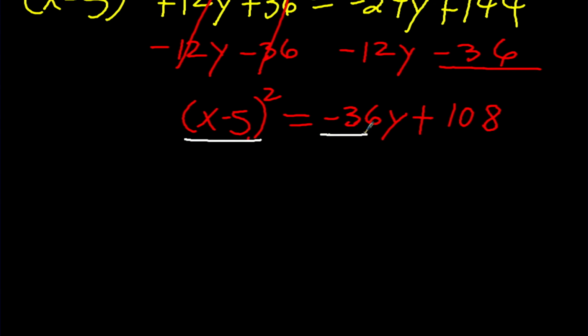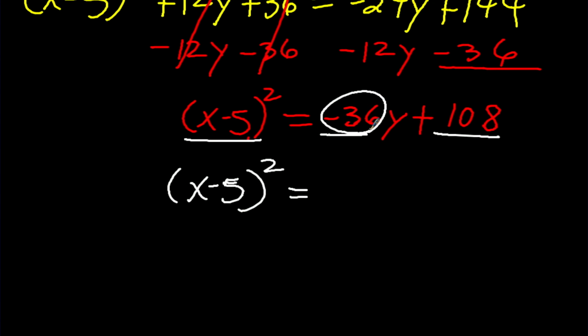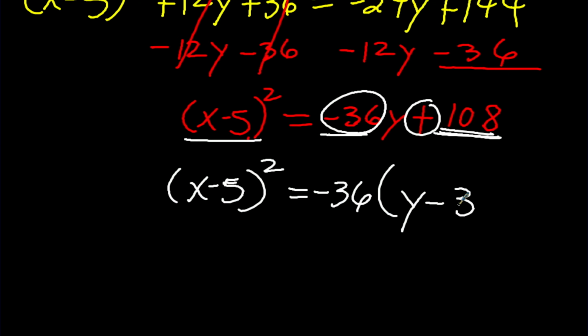And negative 36 and 108 have a common factor. The common factor is 36. So I'm going to leave this side, x minus 5 quantity squared, the way it is. That's going to be equal to, and what I want to do now is factor a negative 36 out of this term and this term. So when I do that, that gives me a negative 36. I'm going to put it in parentheses. I have y. And notice when I factor out a negative over here, I have to change this sign to negative. So that makes it a negative 3.